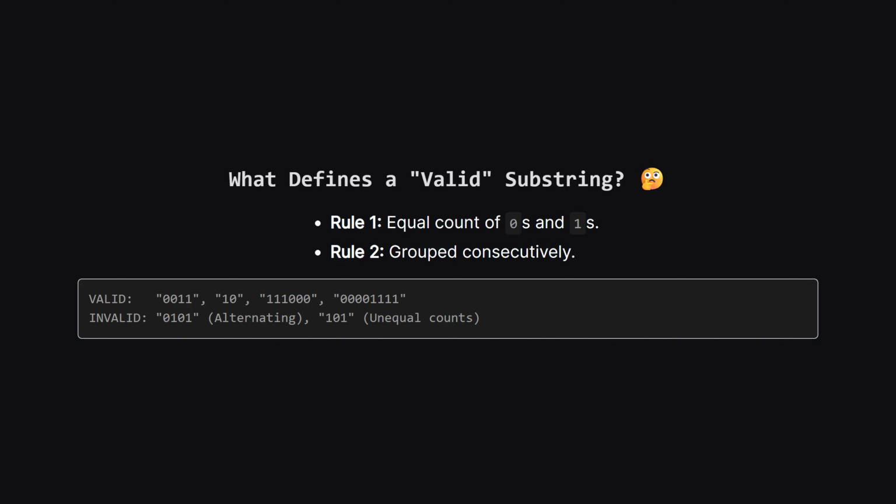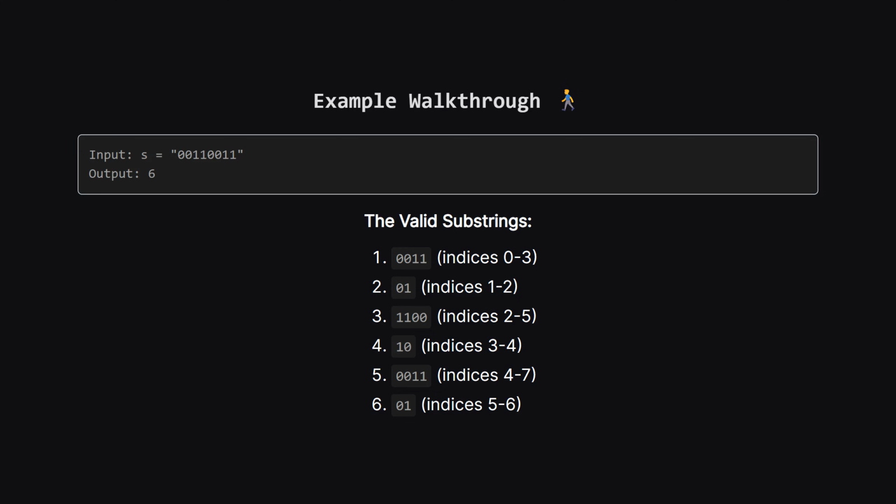Look at the valid examples. Notice how all the zeros are on one side and all the ones are on the other? That's what we mean by grouped consecutively. Now look at the invalid ones. 0, 1, 0, 1 has two zeros and two ones, which is equal, but they are mixed up, not grouped. So that doesn't count. We need a solid block of one number followed immediately by a solid block of the other number.